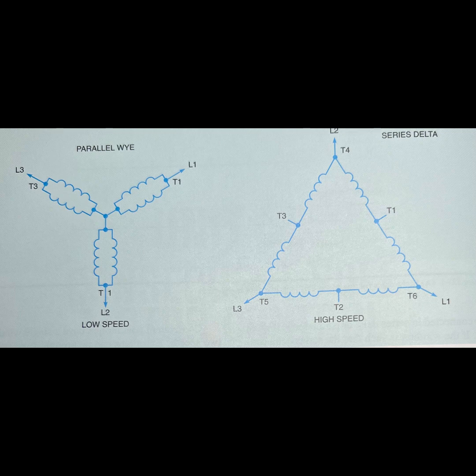For high-speed operation, T6 is connected to L1. T4 is connected to L2. T5 is connected to L3. And all other motor leads are open.